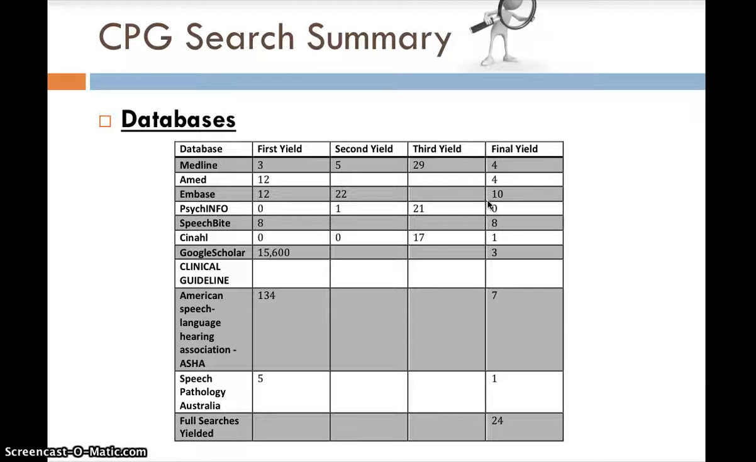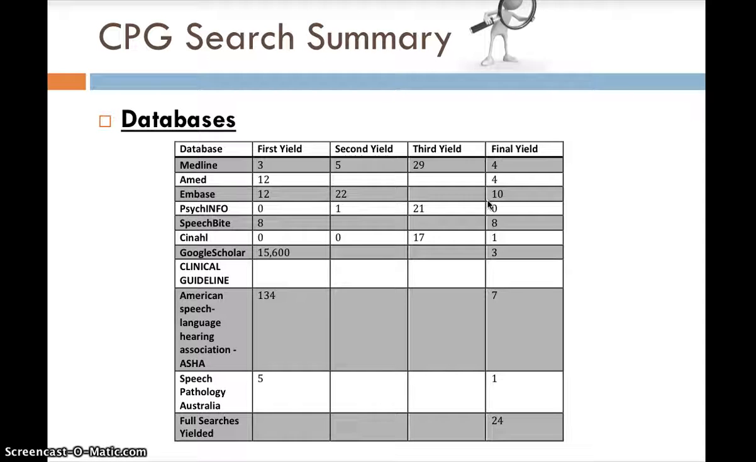A Google Scholar search was used, and 3 relevant CPGs were found. A specified search was completed using the American Speech and Language Hearing Association, or ASHA, that yielded 133 CPGs, of which 7 were relevant to our population. Lastly, Speech Pathology Australia was used and gave 5 results, of which 1 was relevant.